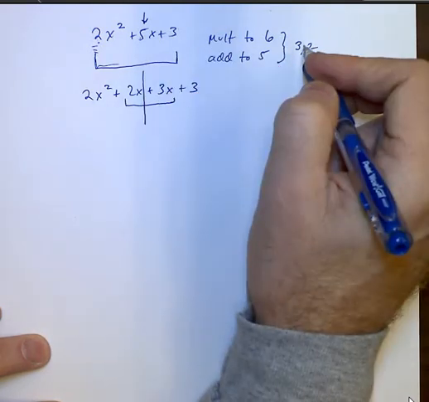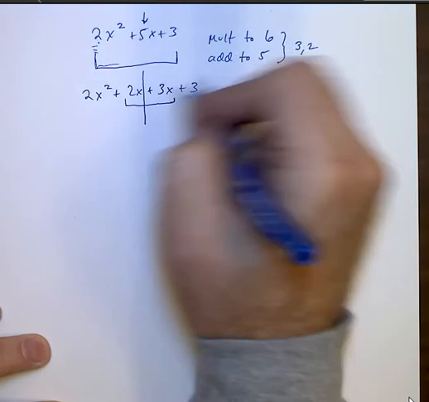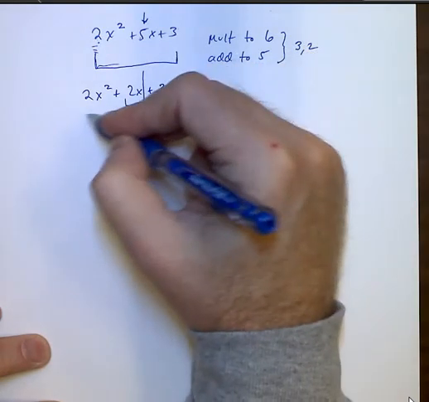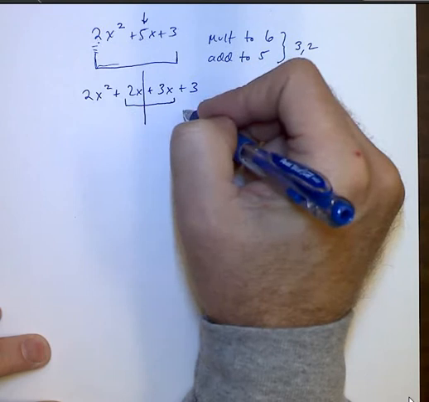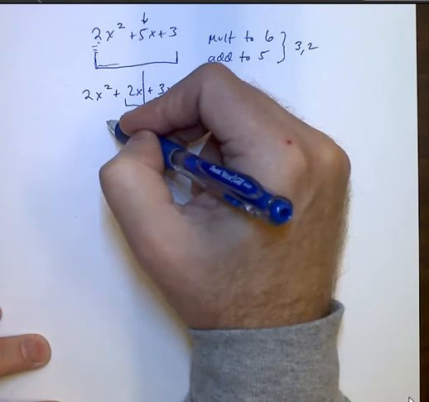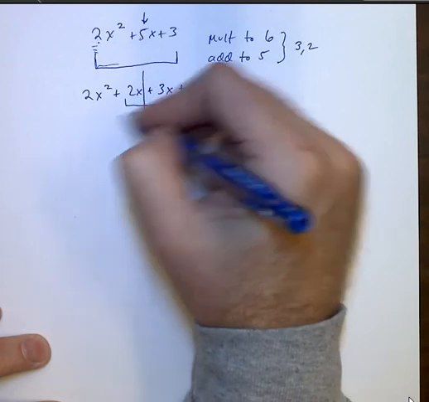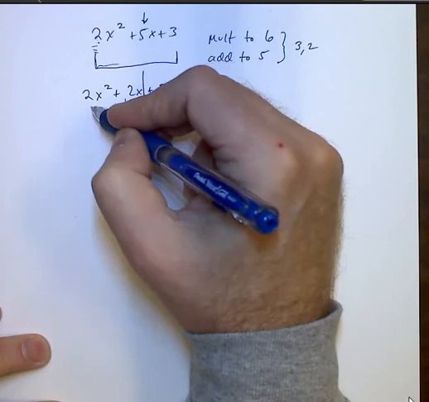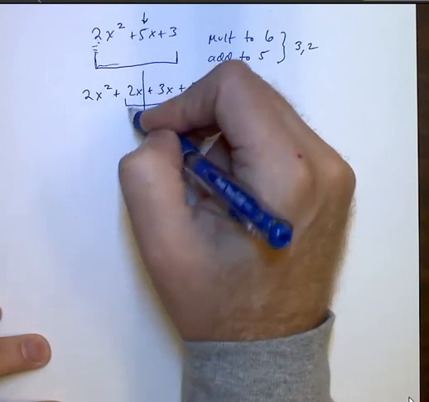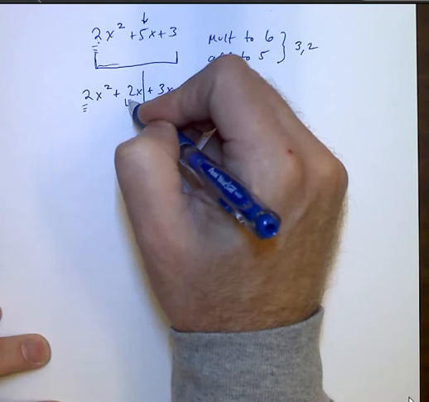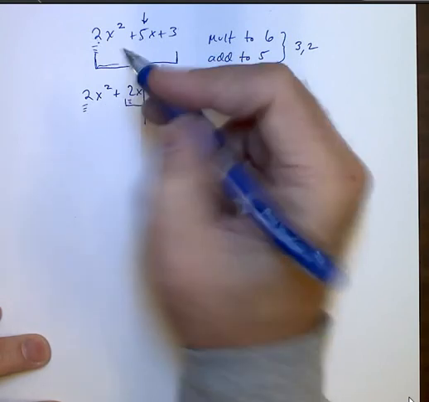Okay, and now what we need to do is treat it as two different problems. We got to look at the left side and the right side separately. And what we need to do is find the greatest common factor on each side and factor out. So let's talk about what that means. We have 2x squared plus 2x. First we look at the integer. We have 2 and a 2. We can pull out a 2.